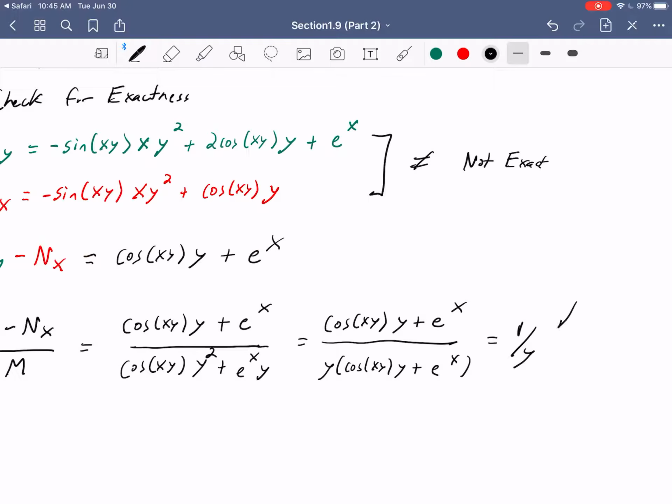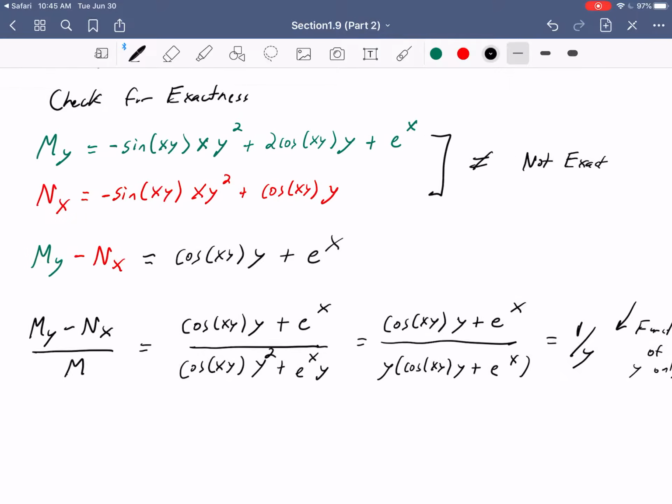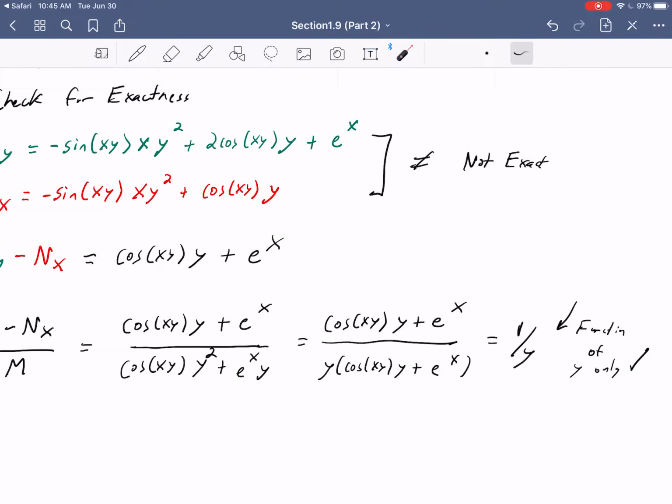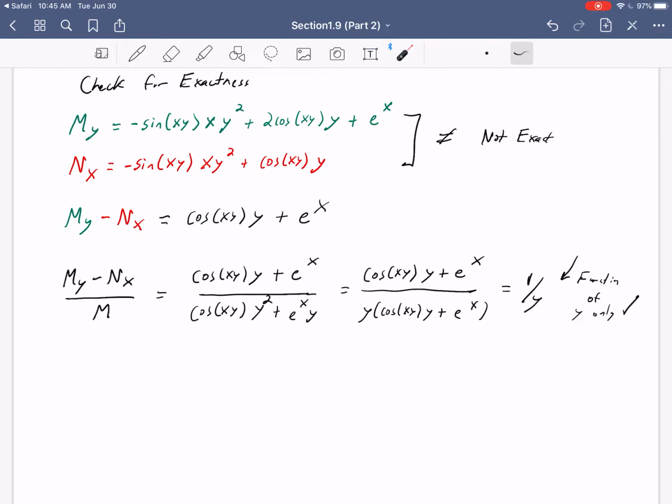This right here is a function of y only, which is exactly what we wanted, because we did My minus Nx divided by M. It had to come out as a function of y only so that we can actually use our integrating factor. How do we determine the integrating factor? Well, the integrating factor should be e to the integral. Since we found a function of y, we need to negate, so negative 1 over y dy. That's what that second theorem that we didn't prove said, but it would have a very similar proof. That would be e to the negative ln y. Standard trick here, put that as an exponent and then cancel. Looks like our integrating factor is y to the minus 1, which is 1 over y.